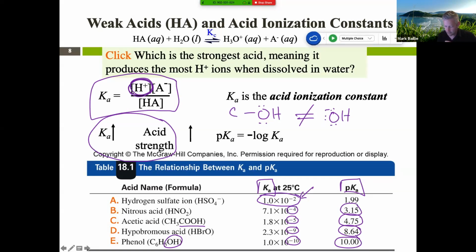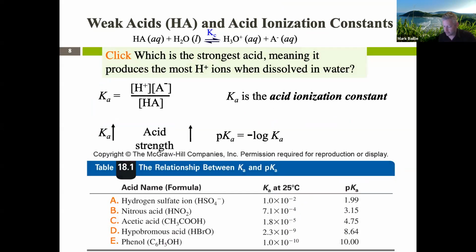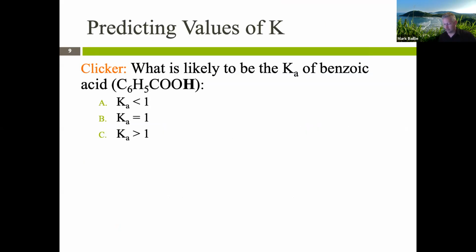So I agree that this one, the strongest acid, is the one that has the most ability to produce H+ ions because it has a large Ka value. All right, if we just look now at a molecule like benzoic acid, and we're just to take a guess, what kind of a Ka value do we think this is going to have? Remember, we're thinking about that ratio. What does a Ka value tell us? Do we think it's going to be less than 1, equal to 1, or greater than 1?